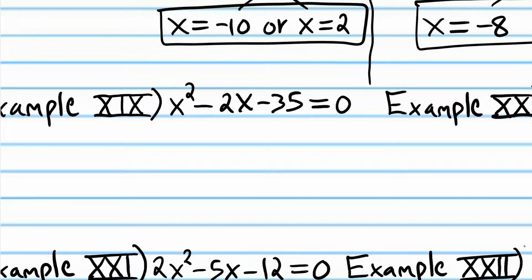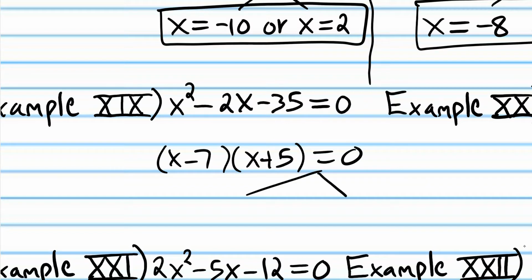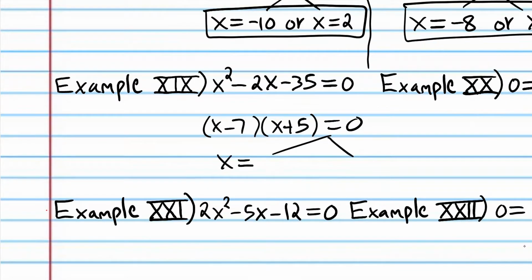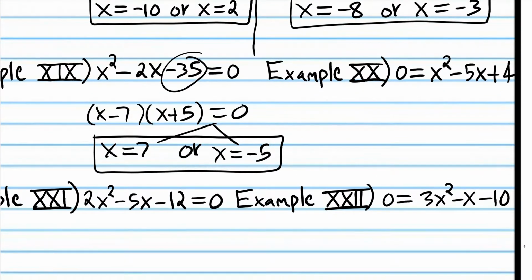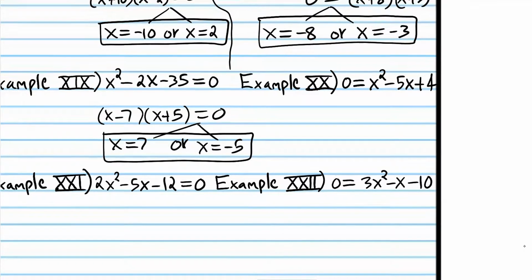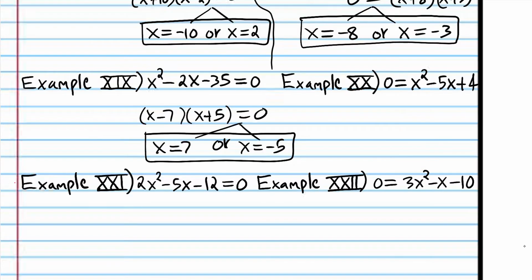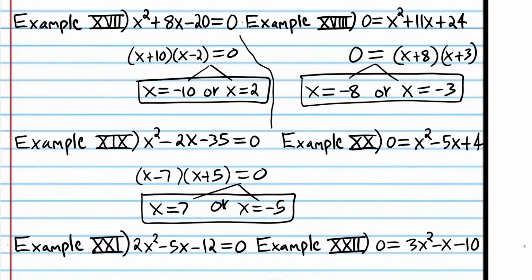All right, we're back. Remember, it's opposite signs. Negative 7 times 5 is negative 35, and negative 7 plus 5 is negative 2. So that's how we factored it there. And those final answers are x equals 7 and x equals negative 5. If you got those solutions, good job. Go ahead and try example 20, and when you come back, we'll do it together.